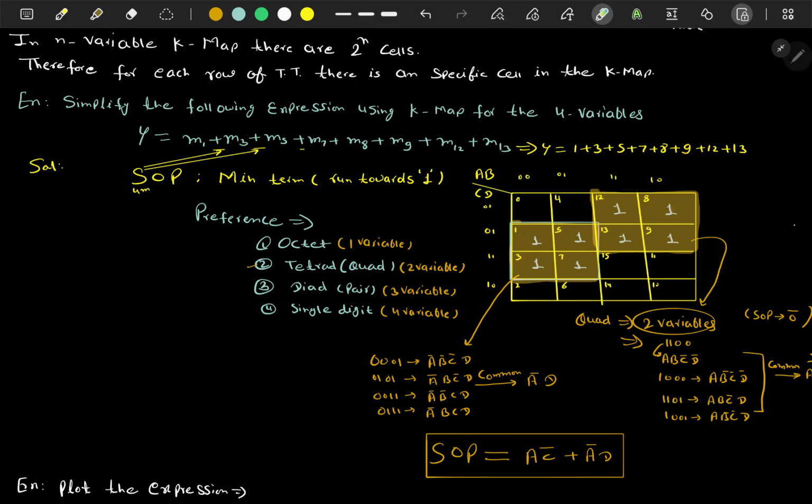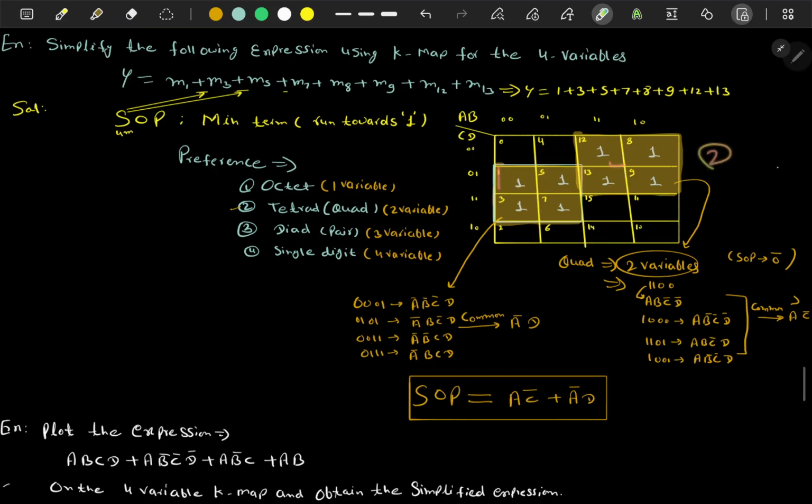Now we have to create octets, quads, dyads or single-cell pairs. First preference is given to an octet. If an octet is possible, then do it. Here an octet is not possible, so we go for a quad, meaning 4 ones combined. There is no other 1 remaining, so two quads are formed.